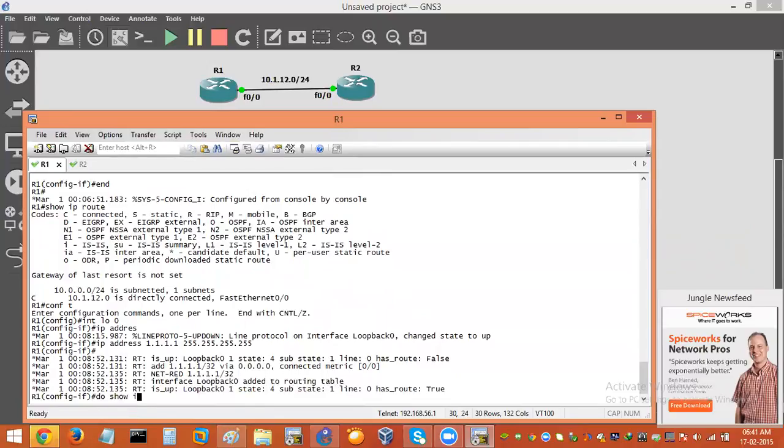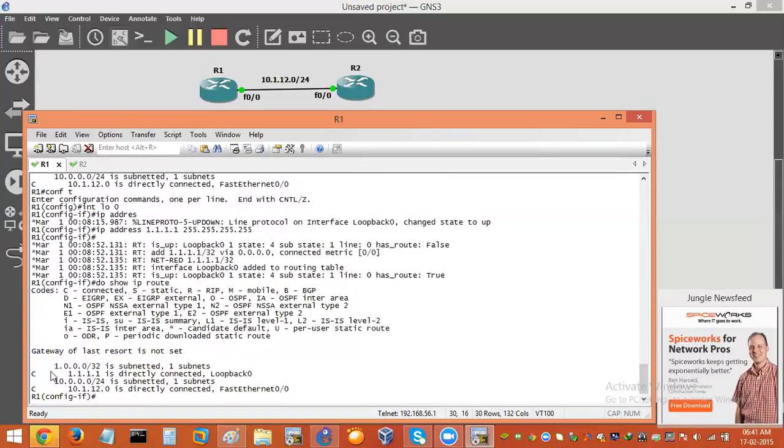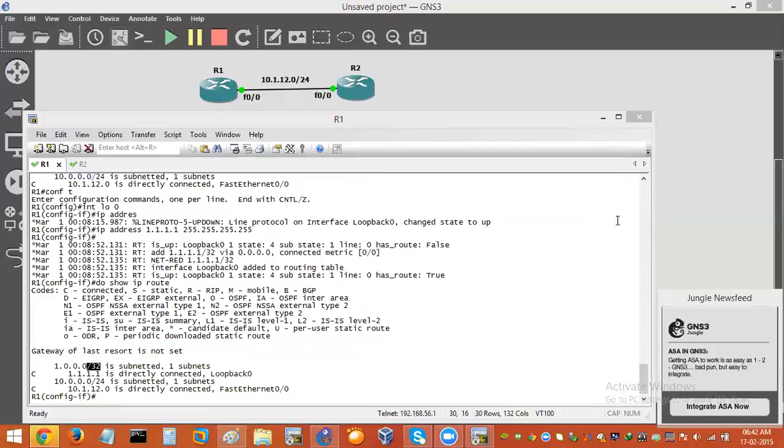Now, if you check do show IP route command again, this will show you that there is another network connected to loopback 0 interface 1.1.1.1, and it is /32 network. Guys, are you guys clear with this? Everyone? Yeah. Yes, Anjum, Janardhanan, Syed, Ali, any question? Yes, Pramod. No.